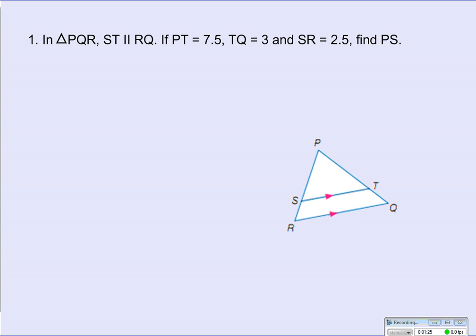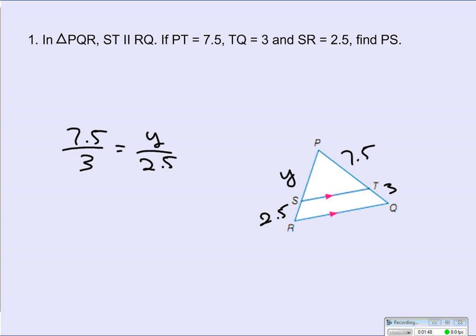So if I take a look, PT is 7.5, SR is 3. Sorry, TQ is 3, SR is 2.5. Find PS. Well, I know these two are parallel. That means my sides are in proportion. So if I say it this way, 7.5 over 3, it's got to be equal to Y over 2.5. That I can solve because this is equal. I go multiplying diagonally. So 3Y equals 7.5 times 2.5.